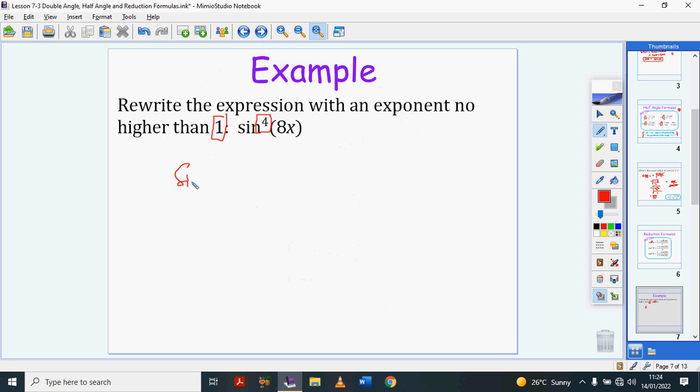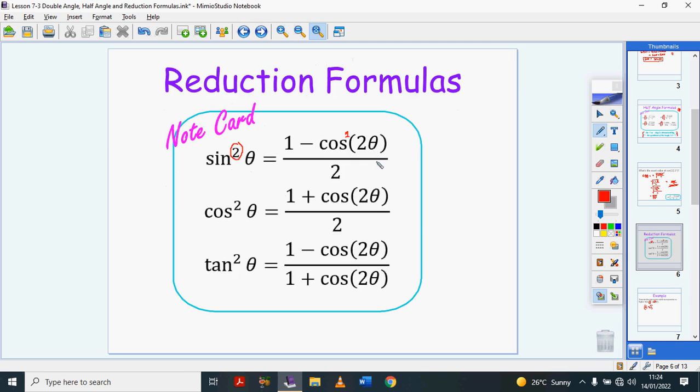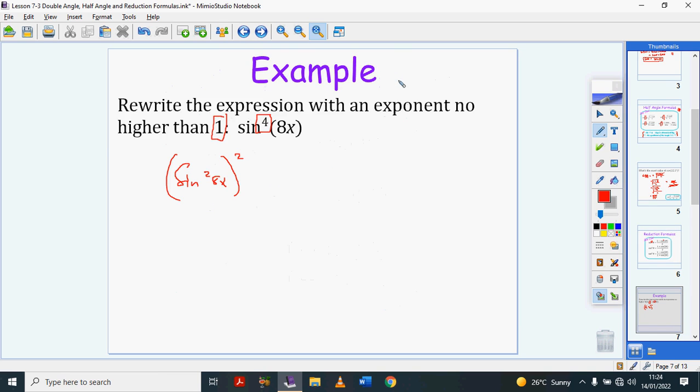Sine to the power 4 of 8x is the same thing as sine squared of 8x to the power 2, right? Now this sine squared, I can express using this expression. Sine squared is 1 minus cosine twice the angle divided by 2. So I'm going to substitute for this. Let me write it here: sine squared theta is equal to 1 minus cosine twice the angle all divided by 2. So this thing in my brackets is going to become 1 minus cosine twice of the angle. So twice of 8x, we just write it there. Everything divided by 2, but this is still squared.